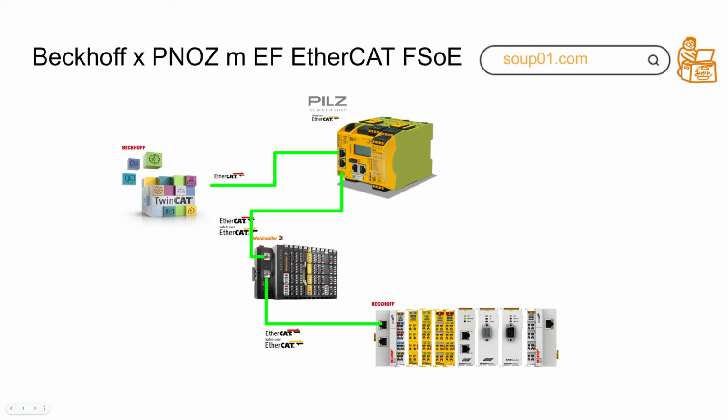In this video I will show you how to configure a PNOZ EF EtherCAT FSoE Master, a safety master. This comes from Pilz, and this time I use TwinCAT and Beckhoff to configure the EtherCAT network. By using these together, I can configure a whole FSoE network, then communicate with the Weidmüller safety IOs and Beckhoff's safety IO terminal. So let's start.